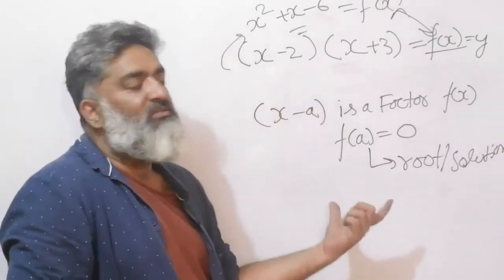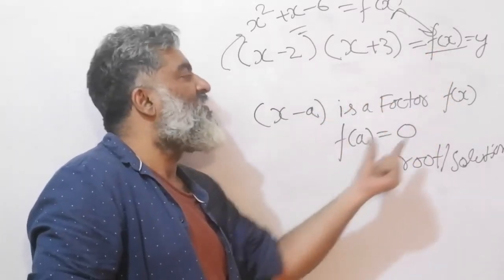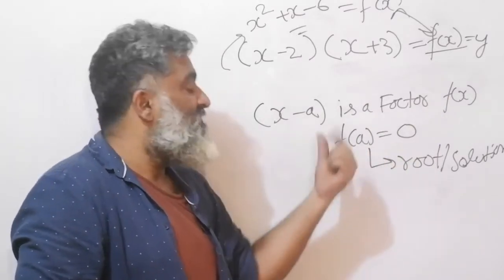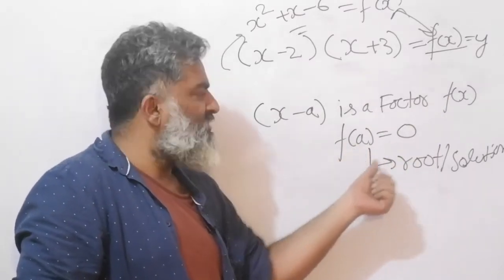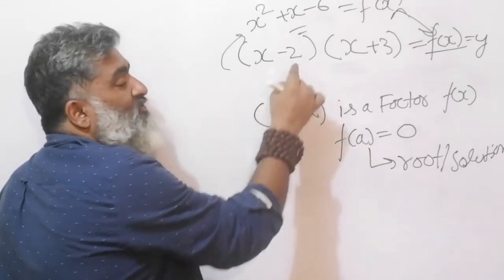So get comfortable with the idea. x minus a is a factor of f(x) if f(a) is equal to 0. And we already know that f equals 0 means we are thinking of the root. Again, connect from the other side.